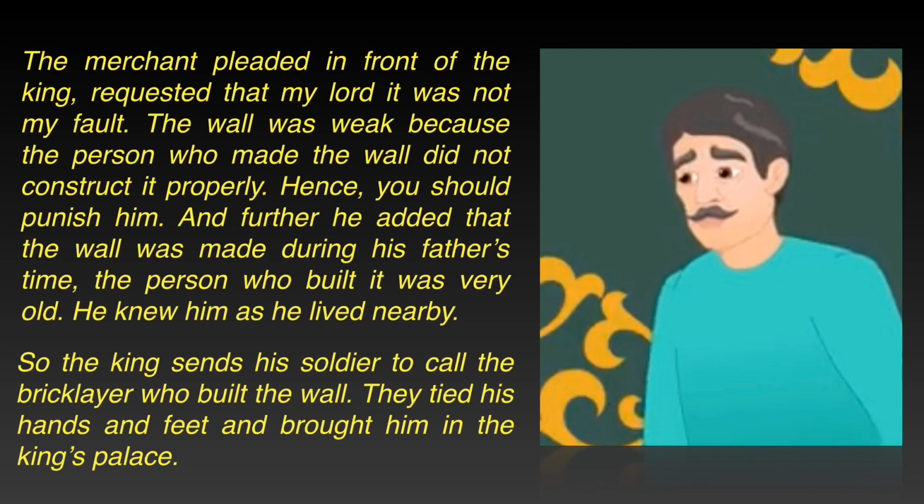The merchant pleaded in front of the king, "My lord, it was not my fault. The wall was weak because the person who made the wall did not construct it properly. Hence, you should punish him." And further, he added that the wall was made during his father's time. The person who built it was very old. He knew him as he lived nearby. So the king sent his soldiers to call the bricklayer who built the wall. They tied his hands and feet and brought him to the king's palace.